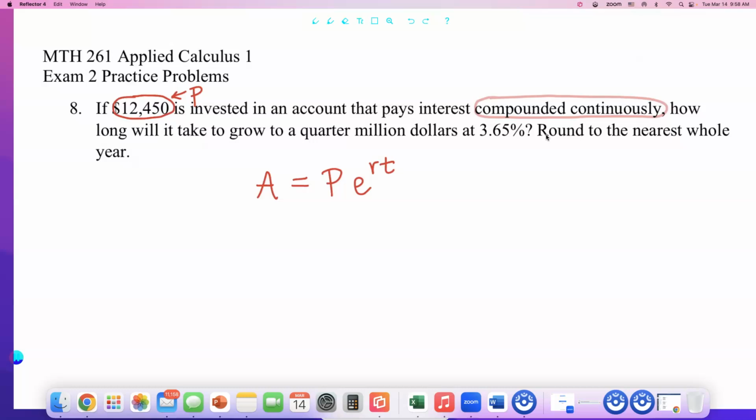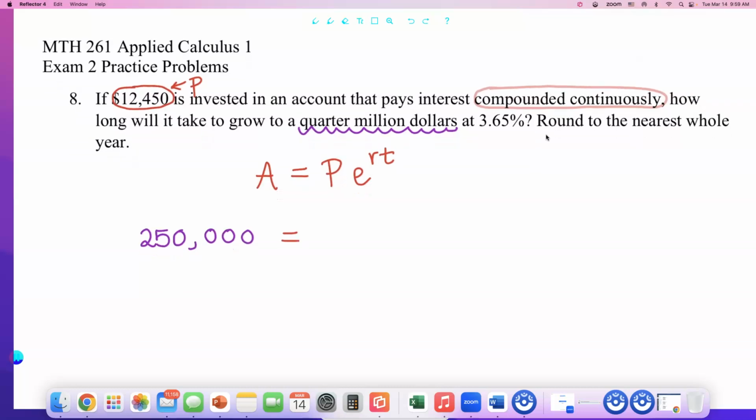So look, they gave us an ending balance that they want to have, $250,000. So $250,000 is the ending balance that we want to achieve. P, like we said, is $12,450. And we're multiplying this by this exponential term, so I'll do e raised to the r.